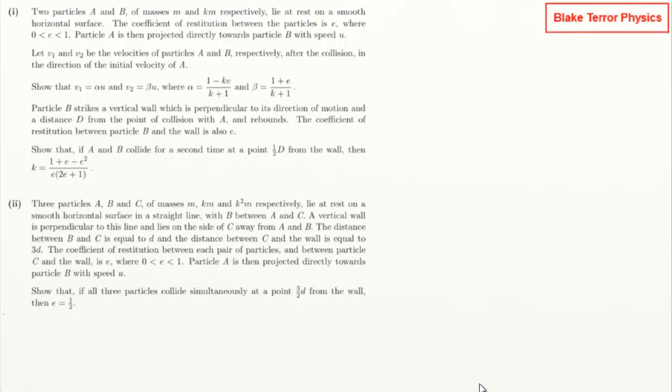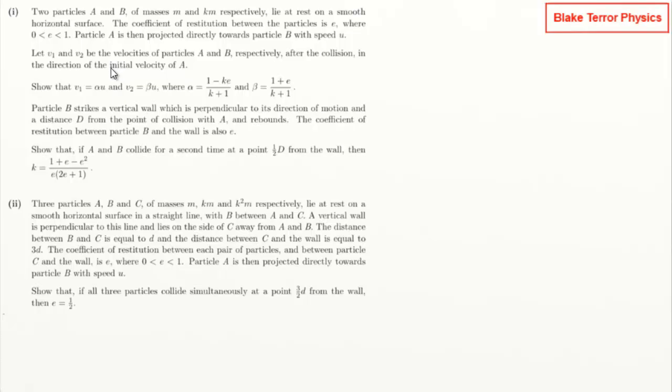Hello, this is question 9 from the Step 3 paper in 2022. So the first of the mechanics questions. We've got two particles A and B of masses m and km respectively. They lie at rest on a smooth horizontal surface. The coefficient of restitution between the particles is e, where e, of course, is between 0 and 1. Particle A is then projected directly towards particle B with speed u.